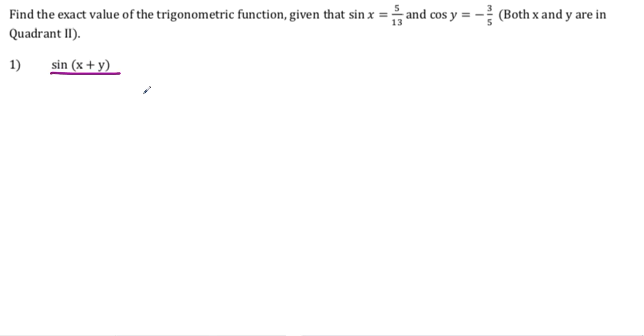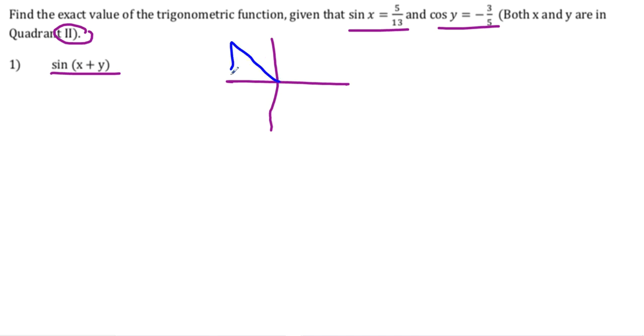We're going to find the sine of x plus y based on the fact that sine of x is equal to 5/13, cosine of y is equal to negative 3/5, and it's very important I tell you what quadrant they're in. It's a very hard problem to do, actually you can't, not with any accuracy, without knowing what quadrant you're in. So let's go ahead and sketch. Here's my sine in quadrant 2.